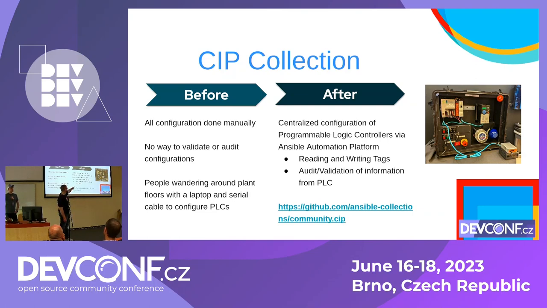And that was something that we did using this open source Ansible collection that we wrote called community.cip, CIP standing for Common Industrial Protocol. And we have the ability to read and write tags. So in a PLC language, it's effectively how you set or unset particular Boolean flags to inflict change upon a running system in a programmable logic controller. And then we can do audit and validation of information. So this allows us to do our audit trail and do testing.